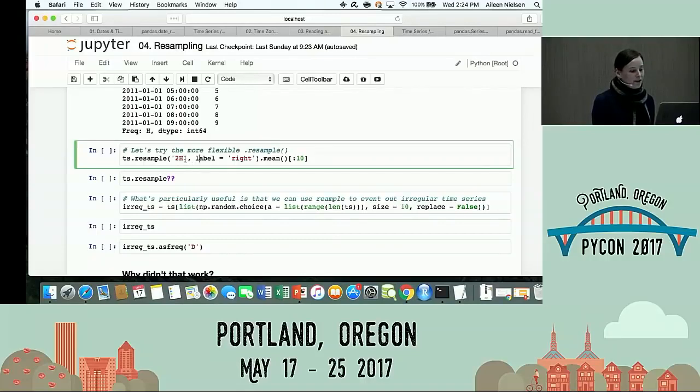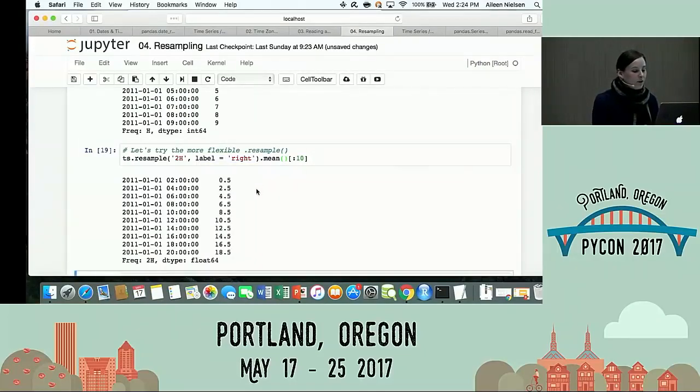So for example, here I'm going to resample every 2 hours. For the label, right, that's picking whether I start at midnight or 3 a.m., for example. Do I pick the left value, meaning the earlier in time value, or the right value, meaning the later in time value for my label on this statistic, since I'm going to be dropping points? So if I do this, I take every 2 hours and I take a mean. We can see this here, right? So we've got 0.5, 2.5.